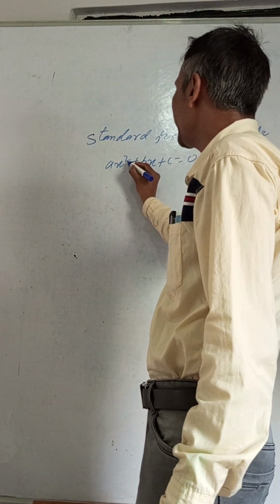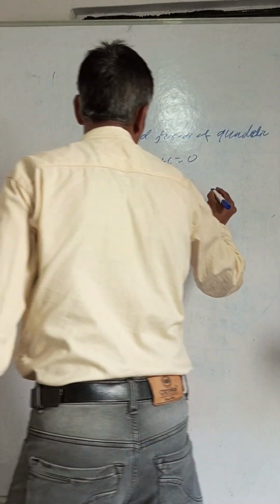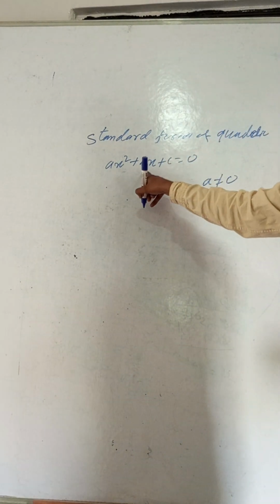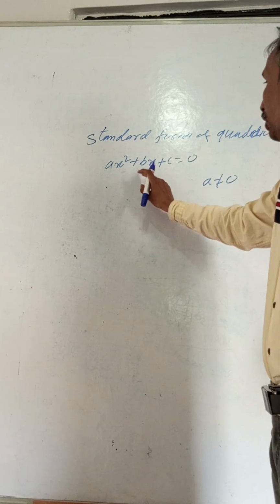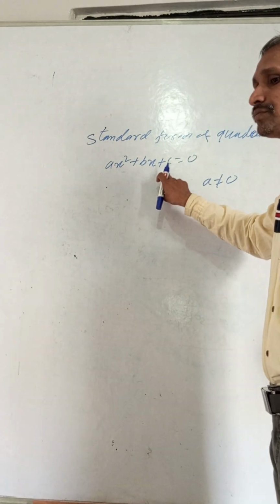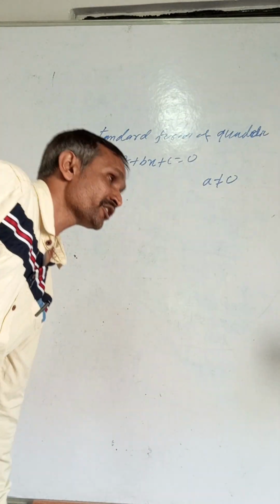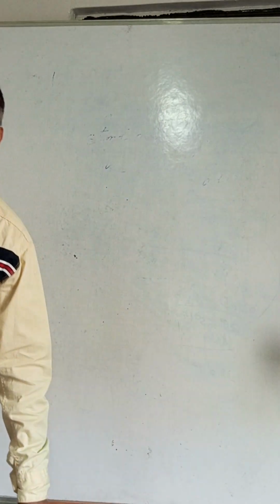In that, the degree of the polynomial is 2. a can never be 0. Other things can be 0. b can be 0, c can be 0, one at a time or both at a time. But a cannot be 0, otherwise it will not become a quadratic equation. The standard form of a quadratic equation is ax square plus bx plus c is equal to 0.